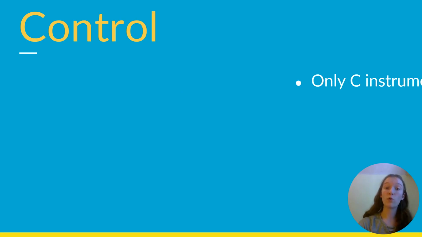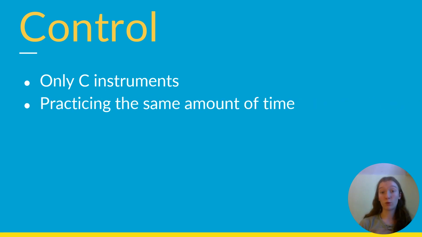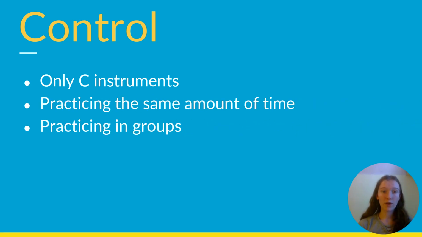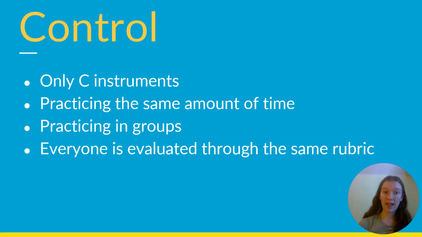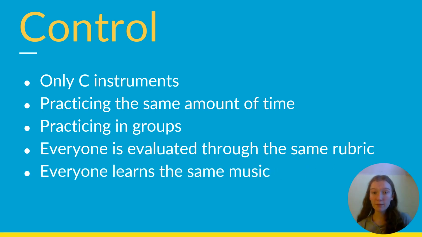For control, we only had people learn C instruments in order to learn only the skills behind the instruments rather than the notes. So this was the piano, the violin, the flute. And next we had everyone practice the same amount of time. We had them practicing in groups. We had everyone evaluated through the same rubric according to their instrument. And lastly, we had everyone learn the same music.